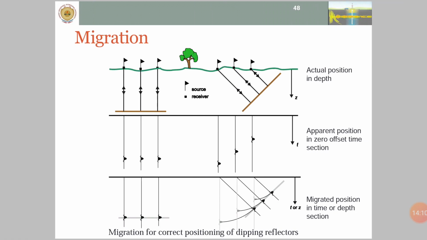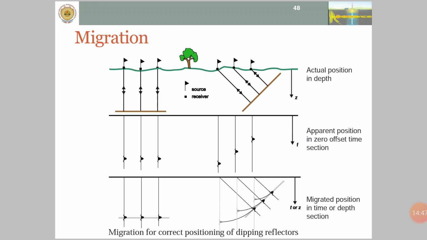Before I go into the migration, I will talk about normal move out. We have seen the distance between the shot to the nearest geophone is the near offset. The distance from the shot to the far geophone is known as the far offset. The reflection equation is given as t square is equal to t0 square plus x square by v square, which is called the normal move out. If we remove the offset, then we will have zero offset data. However, there is a move out because the data has offset. Now, normal move out correction is applied based on the formula which I have talked about.